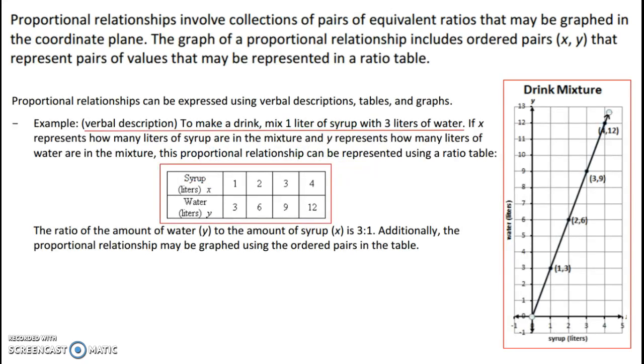Teachers help students see multiple representations for proportional relationships by showing verbal descriptions, tables, and graphs on the coordinate plane with ordered pairs from the table. Note that the linear relationship is 1 liter of syrup to 3 liters of water, which leads to the ordered pair 1, 3, since x represents syrup and y represents water.